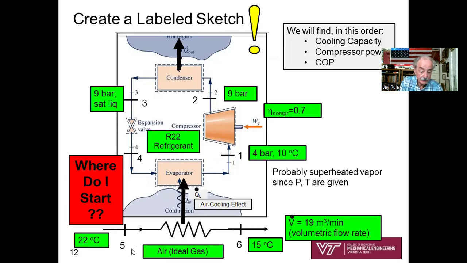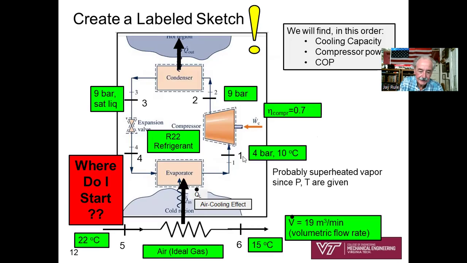Now, I've also got air in my window air unit. I've labeled that 5 to 6. I've got the ideal gas air. I'm showing a heat exchanger coming in at 22 degrees C, cooling to 15 degrees C, and I've labeled 19 cubic meters per minute. Let's look at the given information for the basic refrigeration cycle.